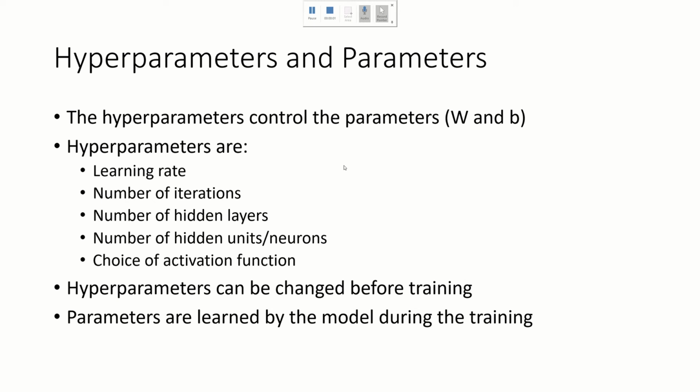Hi, before we jump into our coding exercise, I wanted to talk about hyperparameters and parameters.